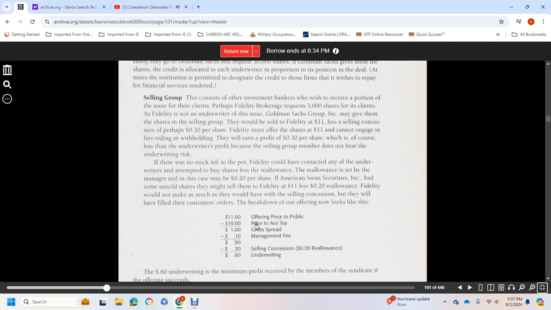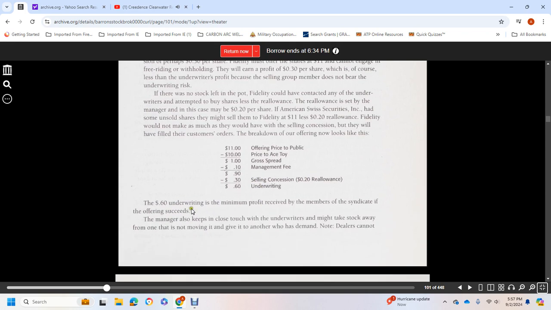The breakdown of the offering looks like this. Offering price to the public $11, price to Ace Toy $10, gross spread $1, management fee 10 cents. We get 90 cents, then selling concession of 30 cents, reallowance of 20 cents, and underwriting at 60 cents. The 60 cents underwriting is the minimum profit received by the members of the syndicate if the offering succeeds. The manager also keeps in close touch with the underwriters, and might take stock away from one that is not moving it and give it to another who has demanded it.